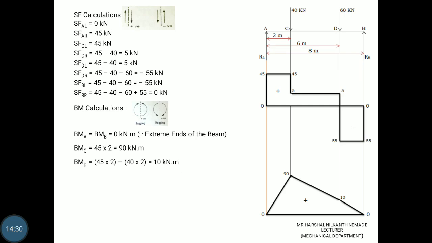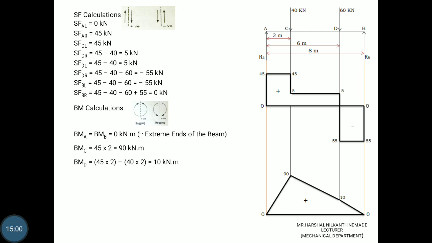After that I will do the SF calculation. Whatever SF calculation I get, I will mark on the diagram. SF at AL is 0, so I have marked 0. SF at AR is 45, so I will take one straight vertical line upward. Then I will take a right hand side horizontal straight line from 45 to 45 only, going from A point to C point.